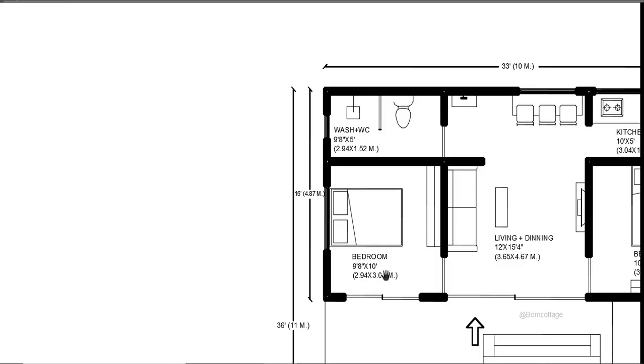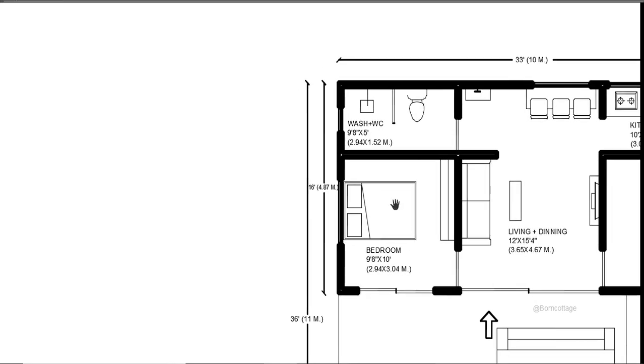On the left side we have bedroom number 1 here. You can see here the bed arrangement, wardrobe arrangement and a sliding door for rear entrance, and on the left side we have a large size window for ventilation and light purpose.